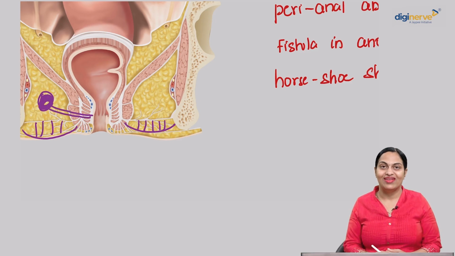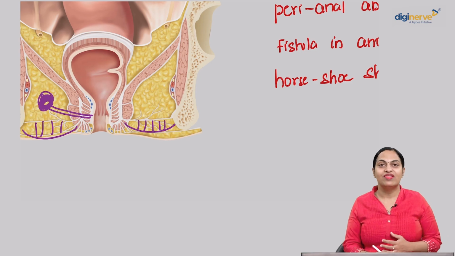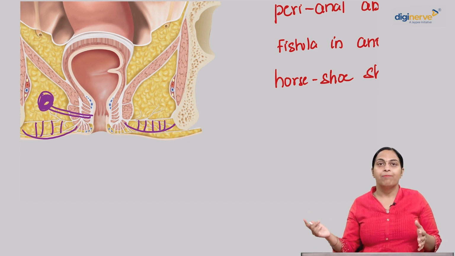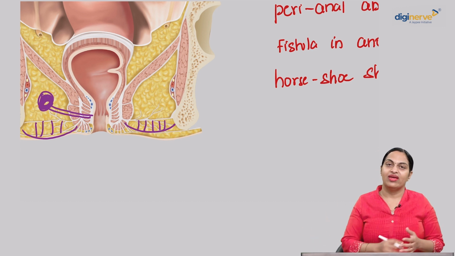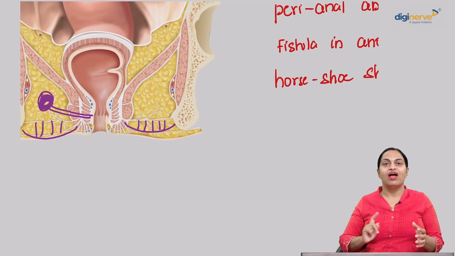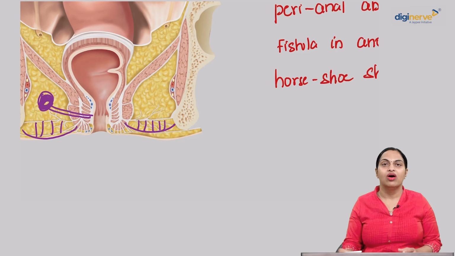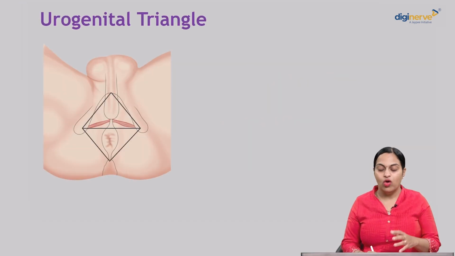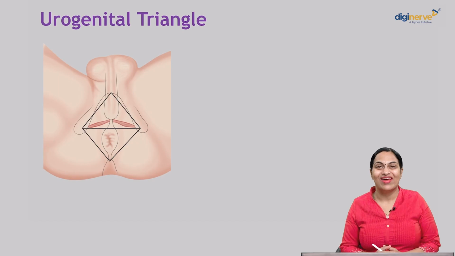the anal canal. Another important thing is that the ischioanal space of one side communicates with the ischioanal space of the other side behind the rectum and anal canal. So the abscess formed on one side can travel to the other side, forming a horseshoe-shaped abscess. Yes, now moving on to the urogenital triangle.